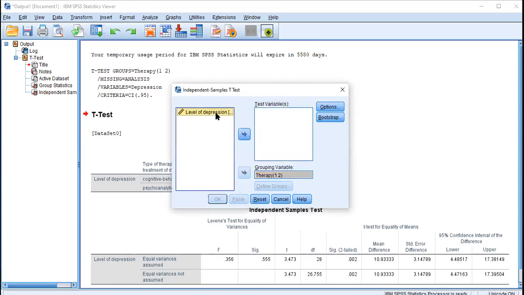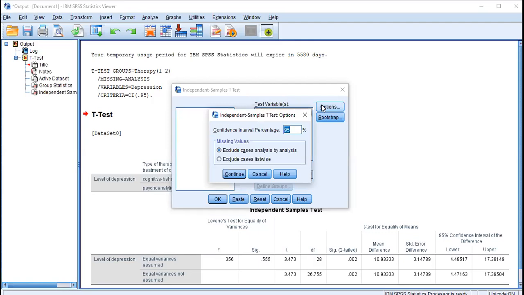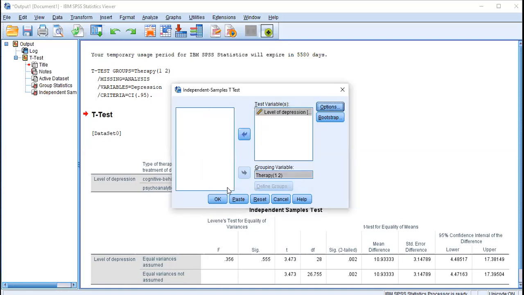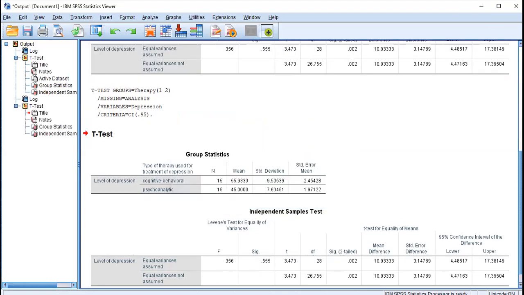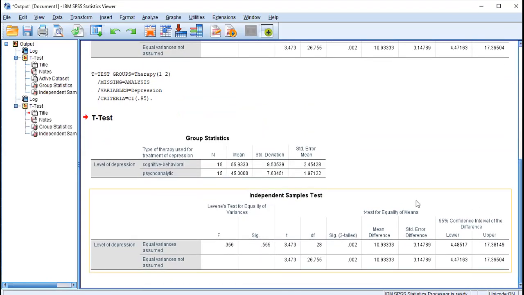Similarly, level of depression will be the test variable. We need not look at the options, but I'm just telling you the confidence interval percentage is 95. I told you a significance level of 5% or 0.05 is equal to a confidence interval percentage of 95%. So we'll be assuming and keeping the same. I'll click on continue, then click on OK, and then I'll get my responses. These responses we've already seen.